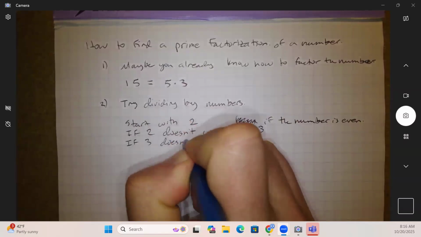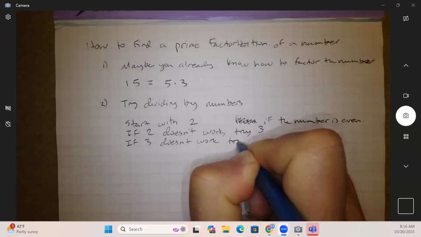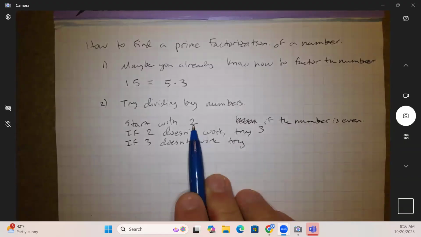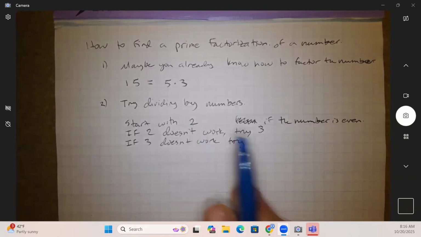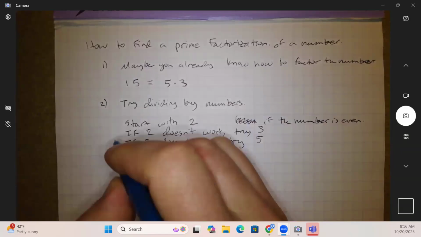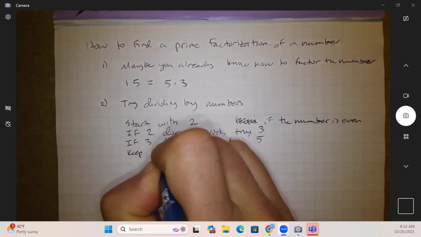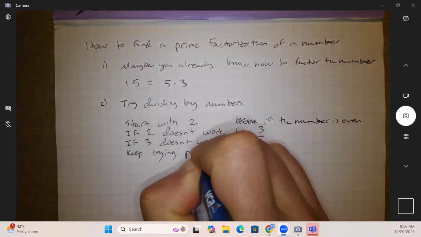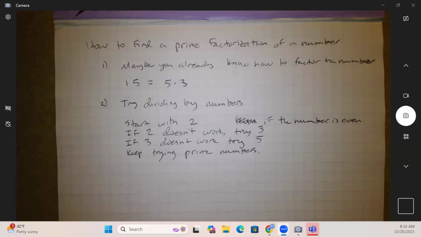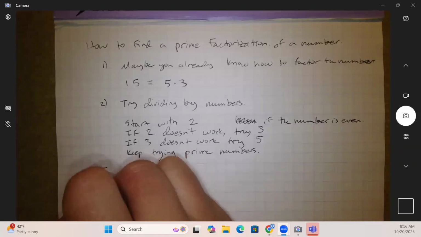If 3 doesn't work, try, what would be a good number to try after 3? Why not 4? Yeah, because if I could divide it by 4, I could have divided it by 2. And in fact, if you notice, what we're trying is all the prime numbers. Keep trying prime numbers. Anyway, we're trying to find the prime factorization, so prime numbers make sense. So let's do an example.